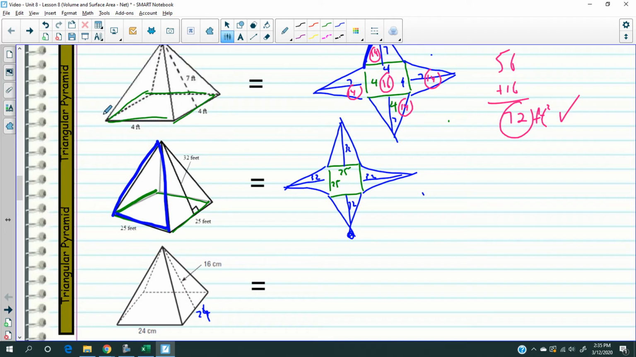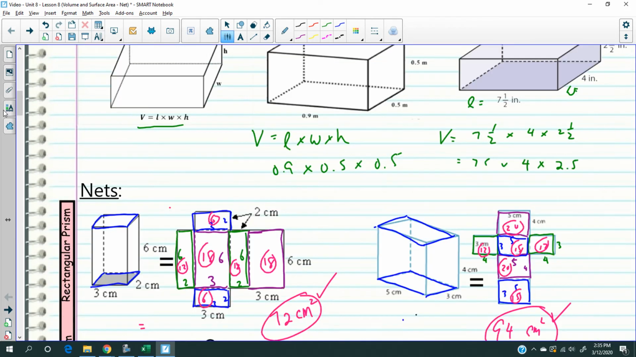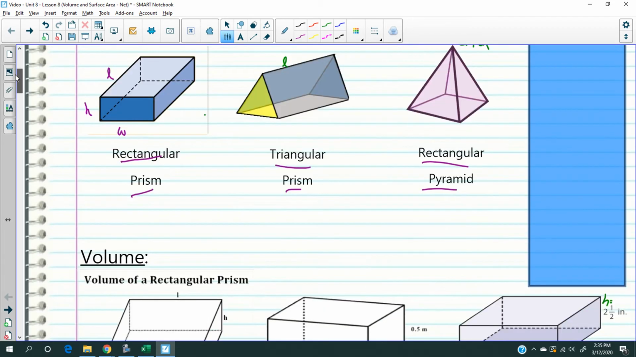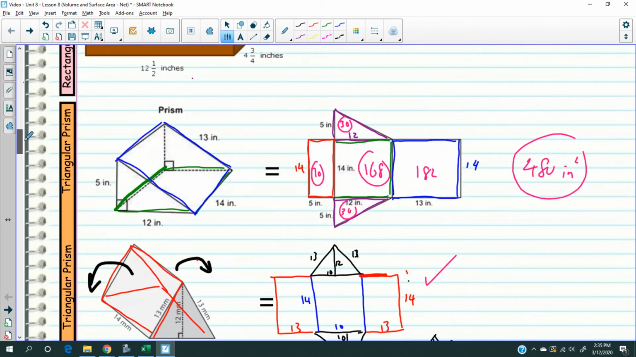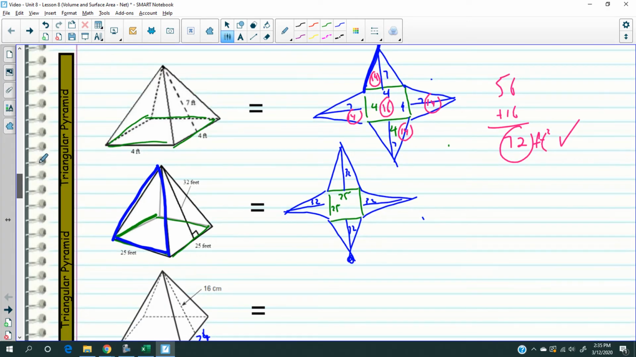So, yeah, it's a rectangular pyramid. Okay, my apologies. Did I say that up there? Hold on, let me just double check. Yeah, I did say rectangular pyramid. I just misspelled it down here. Okay, big sigh of relief. And a rectangular pyramid.